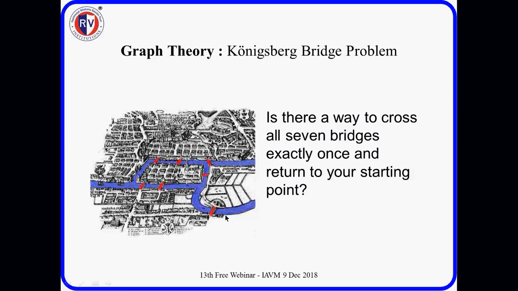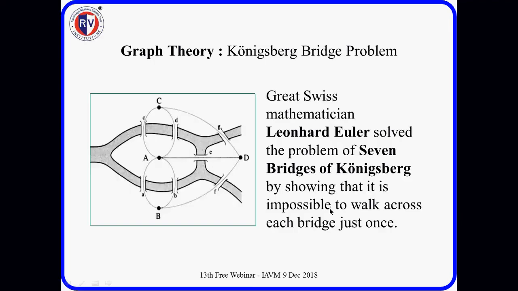People used to pose a problem: is there a way to cross all 7 bridges exactly once and return to your starting point? To solve this problem practically, you start from one space, then cross each of the bridges and come back, and try out different ways. For that, in 1736, Euler came up with a solution. He represented the land spaces by vertices. You can see A, B, C, D are the vertices which represent the land, and the bridges are represented by the edges here.